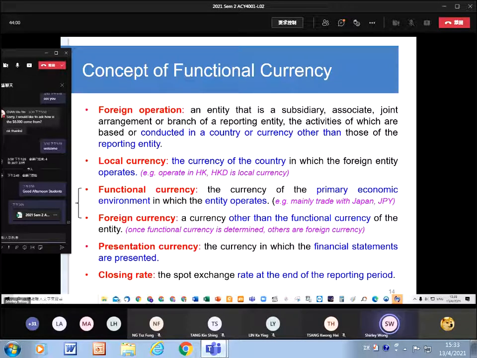And then the next item I would like to introduce to you is called foreign currency. So foreign currency and functional currency, you need to read it together. When a company chooses the functional currency, say if you choose Hong Kong dollar as the functional currency, then all other currency is called foreign currency. If your local currency is Hong Kong dollar, you operate in Hong Kong, but you choose the functional currency as Japan yen, then Hong Kong dollar is your foreign currency, because from the angle of functional currency, those currencies that are not the functional currency become foreign currency. So I say that once functional currency is determined, all others are foreign currency.